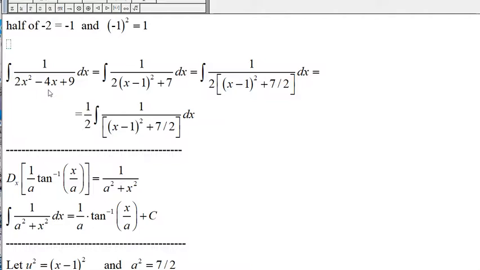And so the original integral is the integral of 1 over 2 times x minus 1 squared plus 7. The bottom here, we can write it as 2 times x minus 1 squared plus 7 halves. So we're just factoring out the 2 here. 2 times 7 halves is just 7 here. And then this becomes 1 over 2, or 1 half, and we can move it and place it in front of the integral.